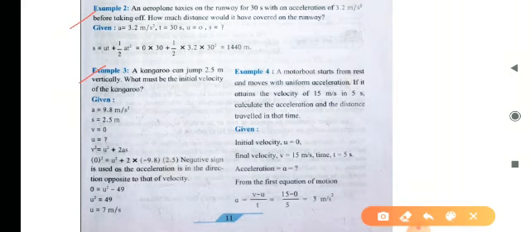Fourth example. A motorboat starts from rest and moves with uniform acceleration. If it attains a velocity of 15 meters per second in 5 seconds, calculate the acceleration and the distance travelled in that time. Initial velocity u is equal to 0. Final velocity v is equal to 15 meters per second. Time t is 5 seconds. We have to find out acceleration.